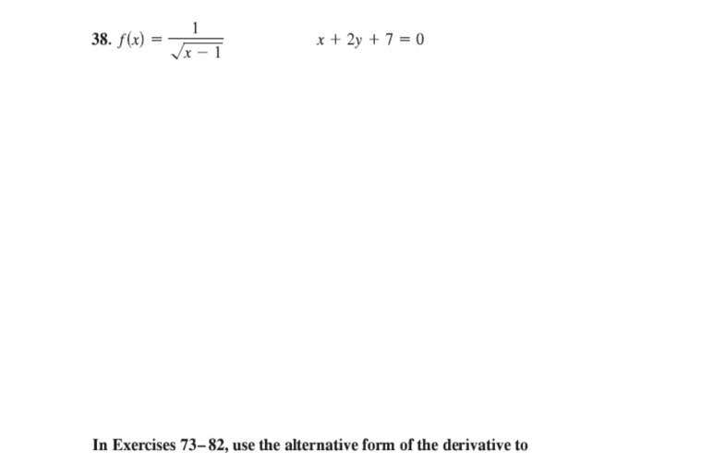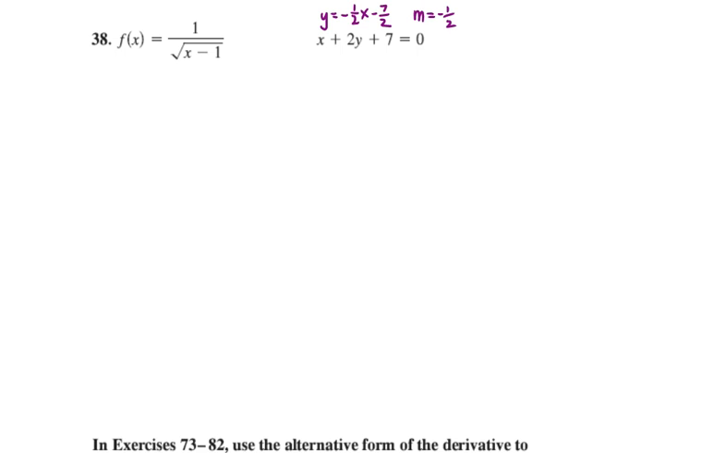In problem number 38, we're looking for the line that is tangent to the curve f of x equals 1 over square root of x minus 1, but it's also parallel to the line x plus 2y plus 7 equals 0. And since it's parallel to that line, that means it has to have the same slope as that line. If we were to solve that linear equation for y, we'd see that it has a slope of negative 1/2.